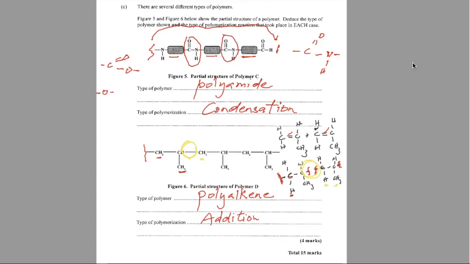So look for the repeating unit and you look for the bond. In this case, you're looking for a carbon-carbon single bond. All right? And that's that. With this, you would have gotten 15 marks.